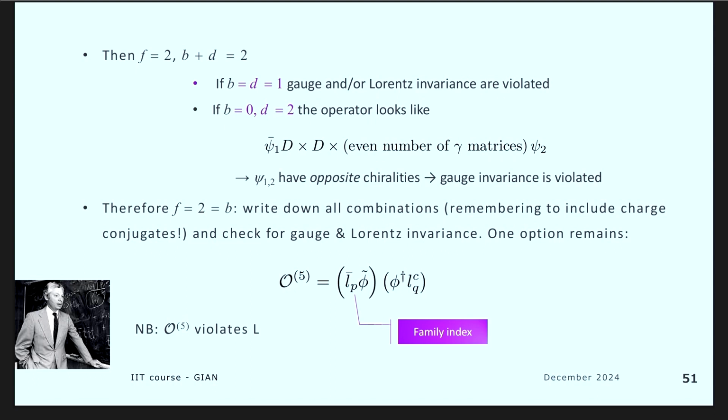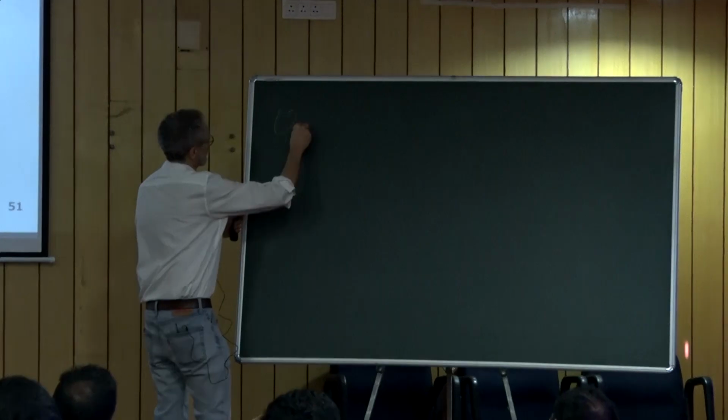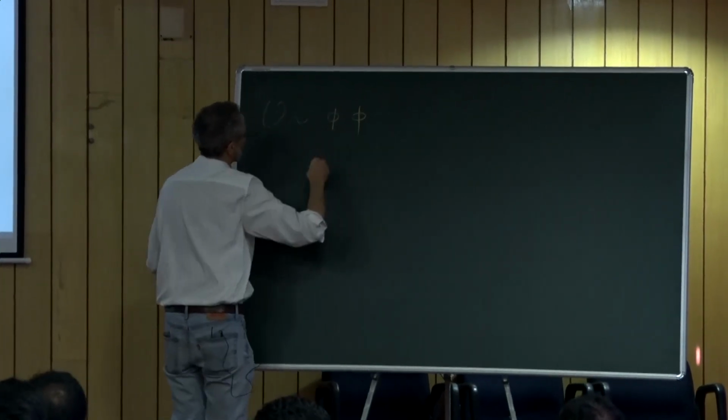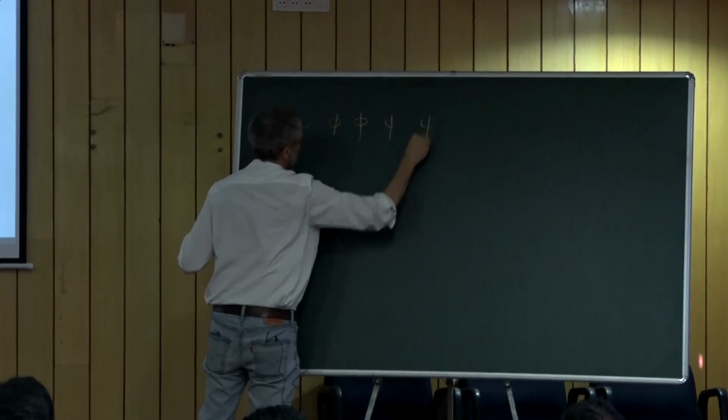And so the winner is b is equal to 2, d is equal to 0. Ta-da! 2 fermions, 2 bosons, and no derivatives. So O must look like phi, phi, psi, psi.